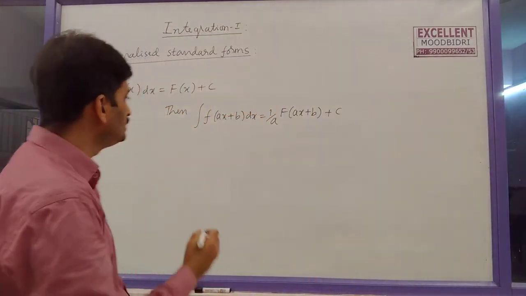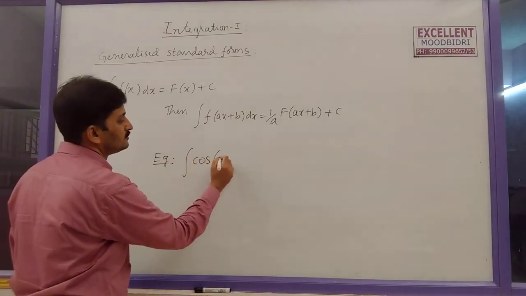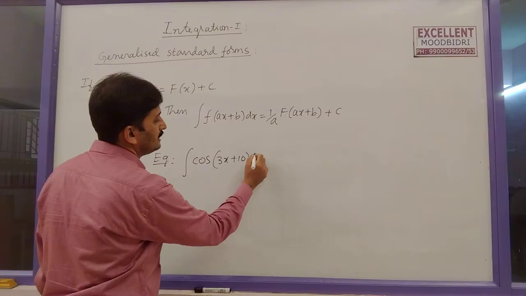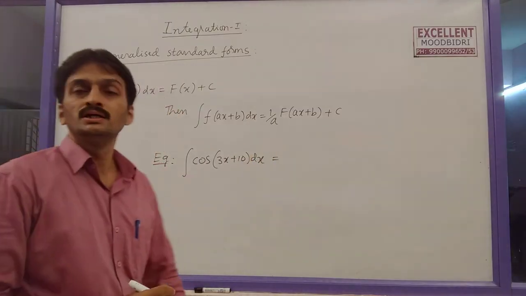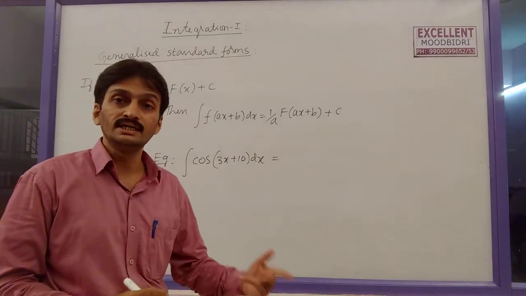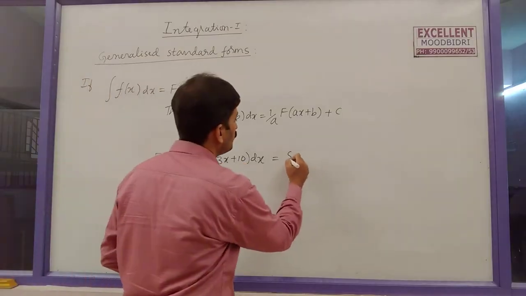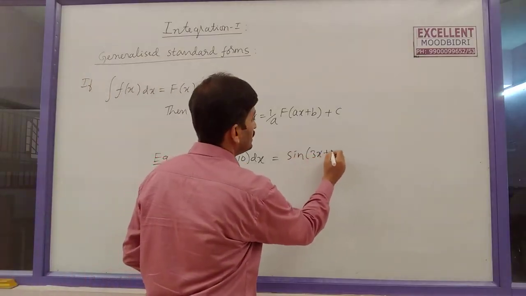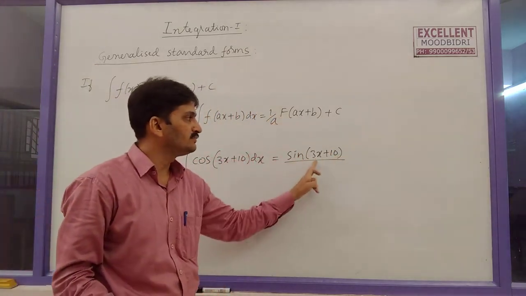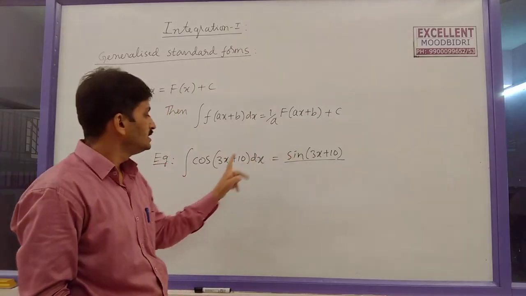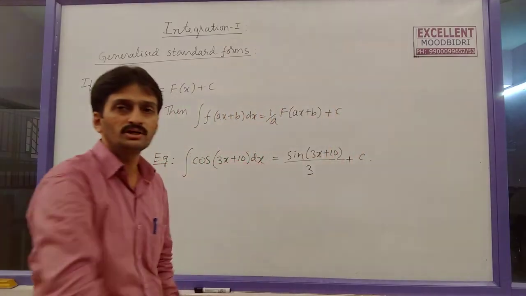I will just give one example. Integration of cos of 3x plus 10 dx equals, how to write the integral of this using this theorem? Integration of cos x is sin x, but instead of x here you have 3x plus 10. So sin of 3x plus 10, sin of ax plus b, divided by a. Here a equals 3. So divide by 3 plus c.